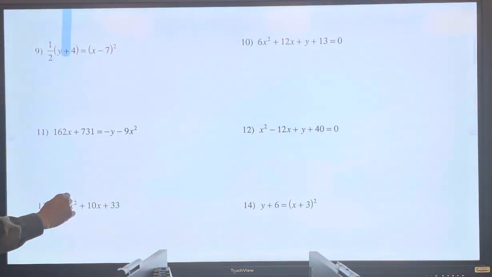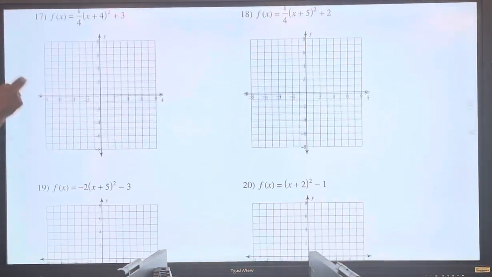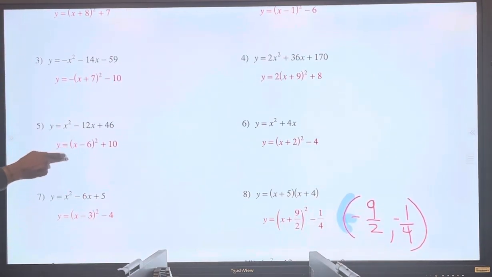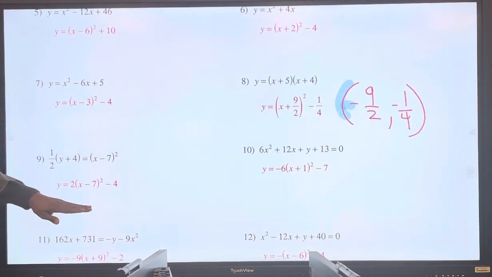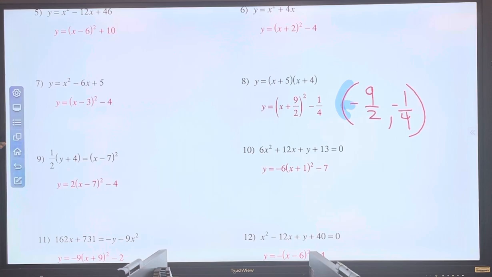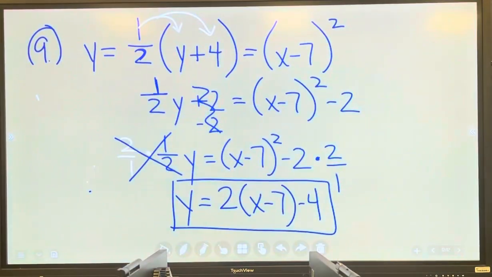Wait, what was the answer? 2 times x minus 7. What number was that? 9? Beautiful. Wait, next to the parentheses x, why is there 2? Did I have footwork? That was my footwork. Okay.